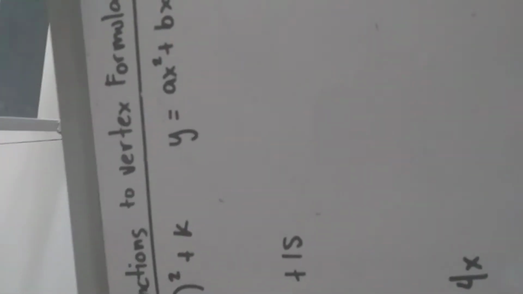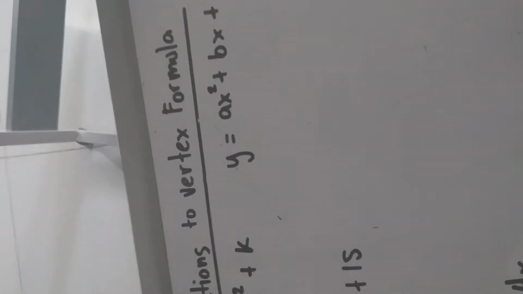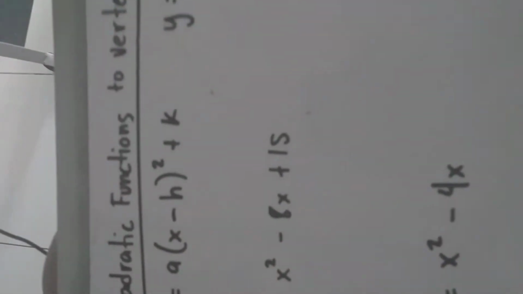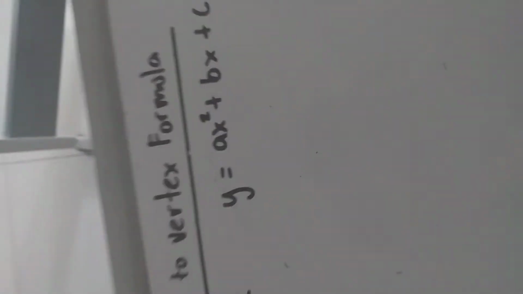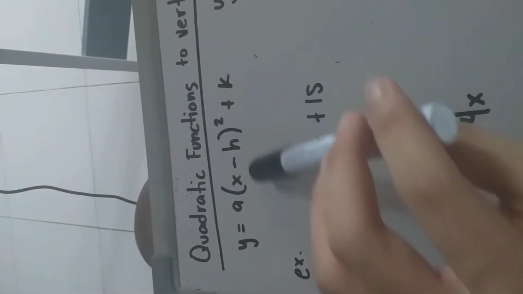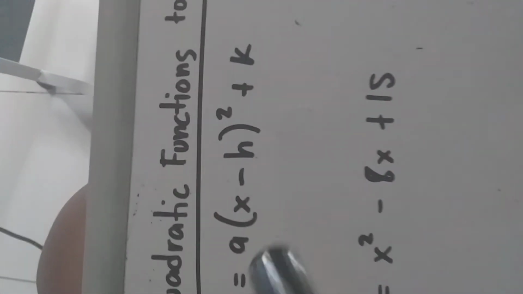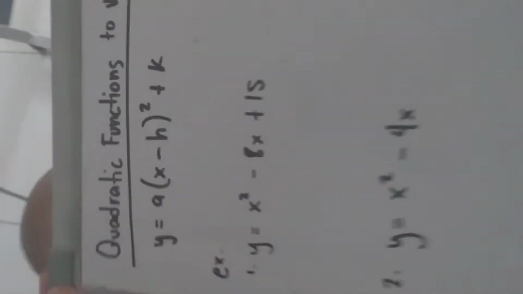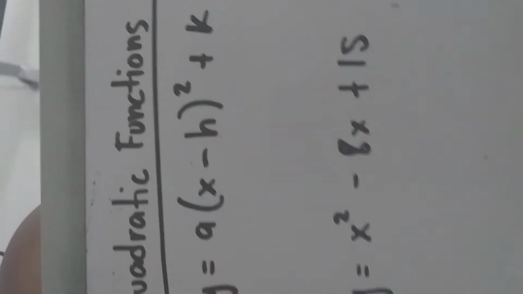Why do we have to study this? Because in graphing, in future lessons or grade 9, we will be graphing points, we'll be graphing the values of x, and we are going to need to find the vertex of it. So in order to find it quicker, we're going to make this quadratic function into a vertex form. So now let's find out how do we make a standard form quadratic equation into something like this.